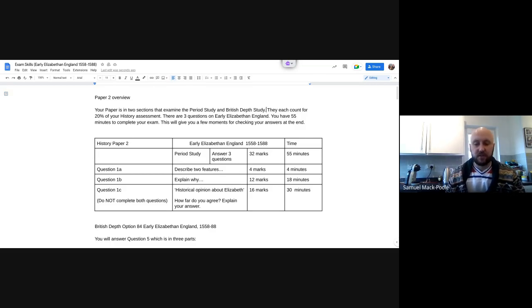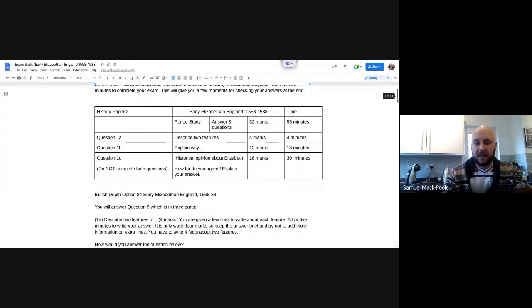Your first question is a describe 2 features question. It's 4 marks. For paper 2 there are 64 marks in all, but as we're only looking at one half today, this is 32 marks. So the first question is pretty low stakes. It's a 4-mark question, a nice, easy way to get some marks.